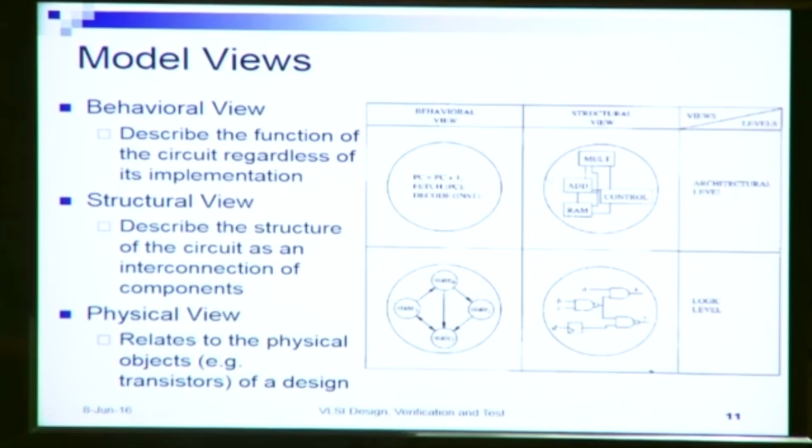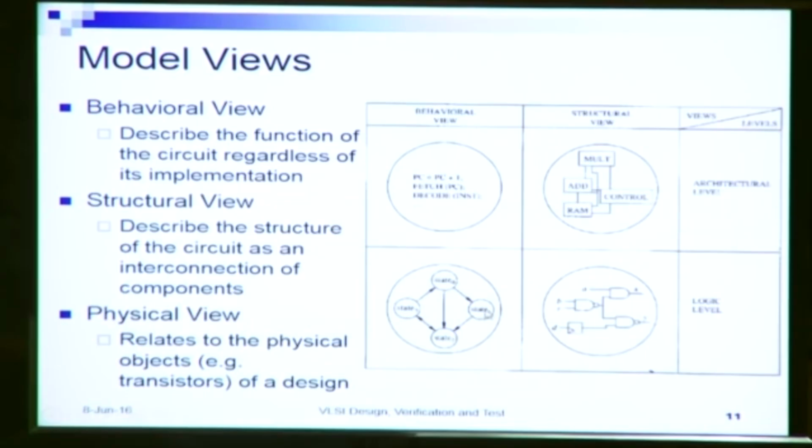So here is a diagram that shows the behavioral and structural views at the architectural level and the logic level. We said that the behavioral view at the architectural level will be composed of a program. So there is a PC plus 1, fetch something, decode something. We are writing in terms of a high level program. That high level program will be synthesized into a corresponding structure which is composed of, say, multipliers, adders, RAMs, control units, and an interconnection among them. This structure will basically realize the function that is shown in this behavioral view.